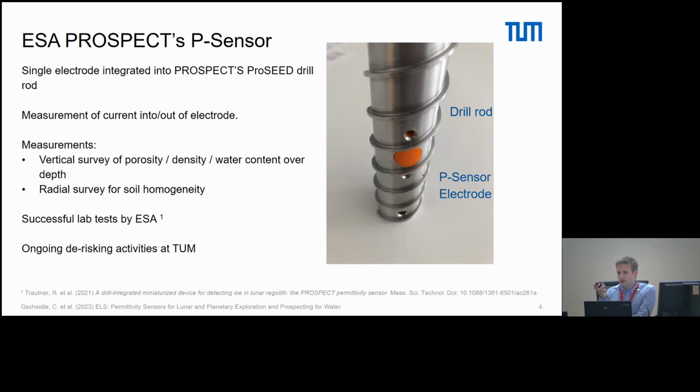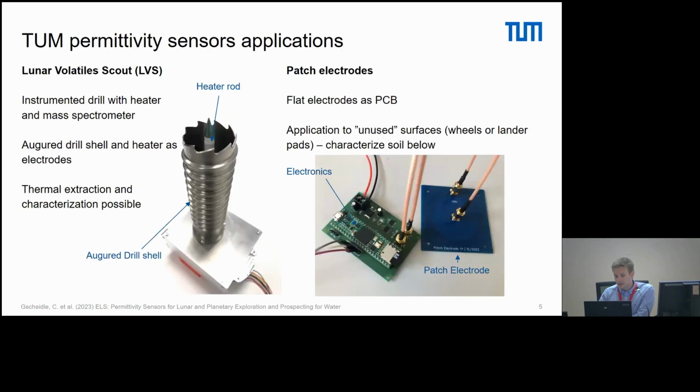We can also do a radial survey by just turning the drill, and also this vertical survey. This was successfully tested by Philip, who's currently chairing the other session, at ESA. And we're doing de-risking activities at TUM, and also going to do the calibration then. So this is a little bit different.